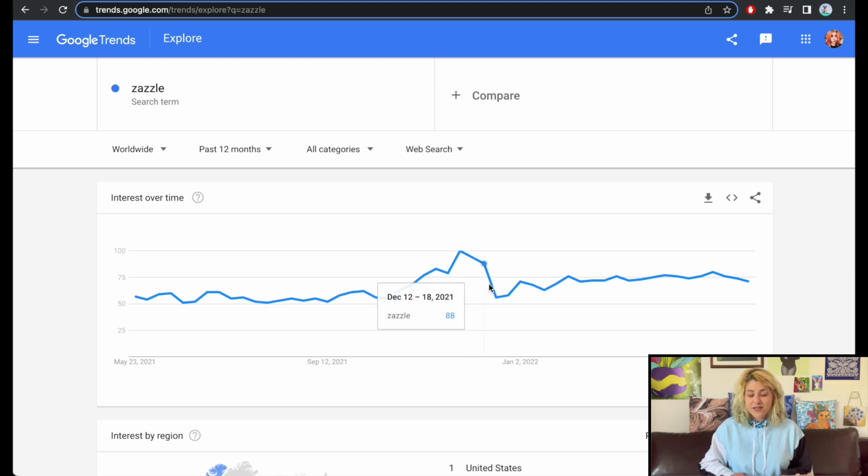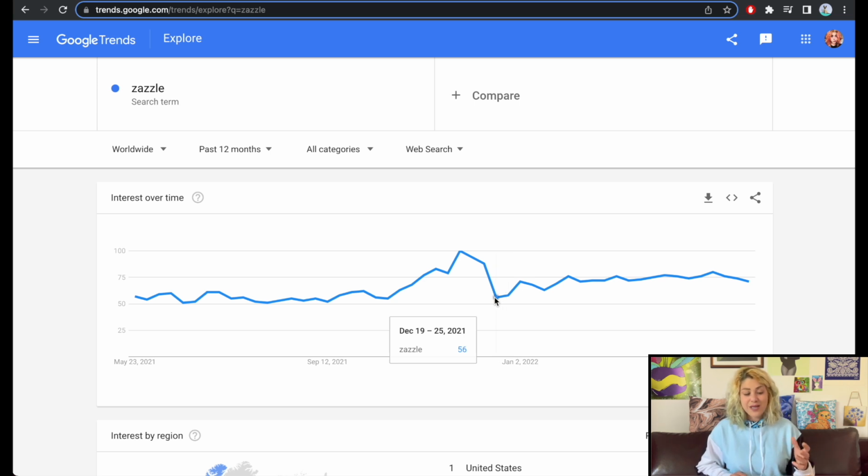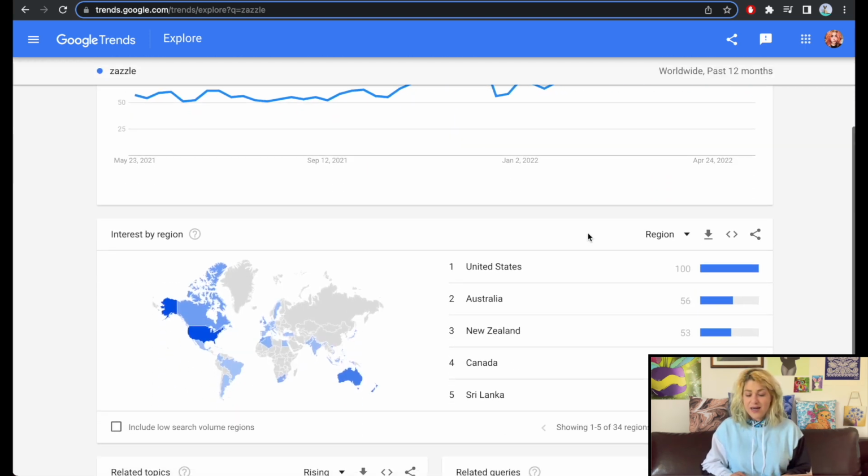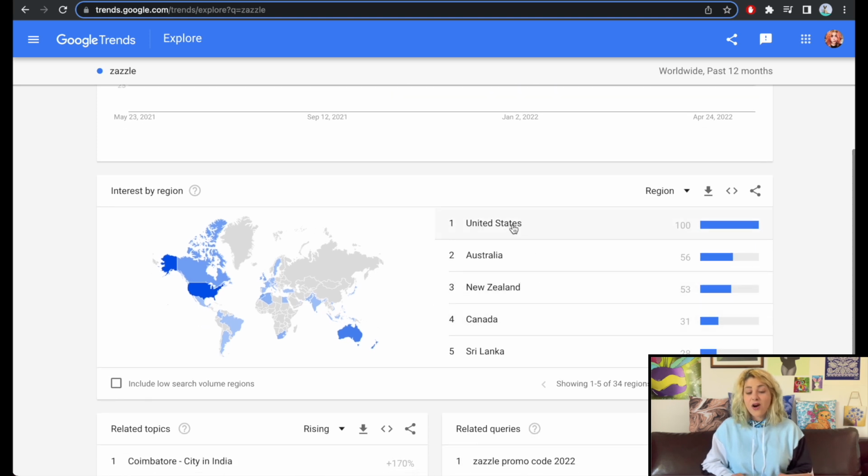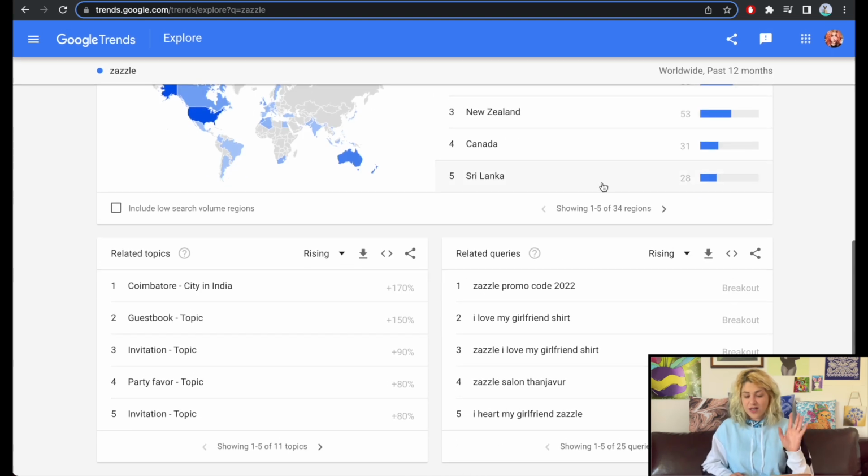We also have it throughout the month of December, with a bit of a low point in December 19th to the 25th, when it's pretty much already too late to purchase anything, but it is kind of an interesting view of things. And I'm seeing here again the same things, like United States, Australia, New Zealand are Googling the word Zazzle, not entering Zazzle, so that should be interesting.